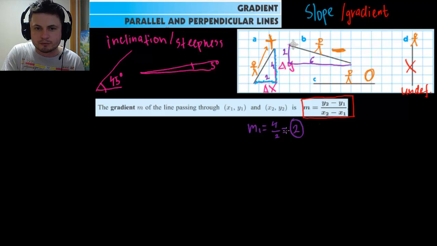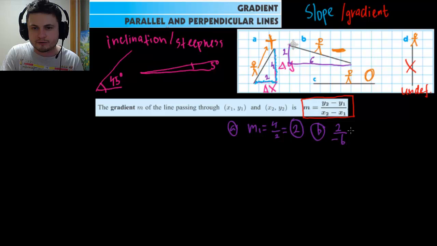So this was A. For B, we have a slightly different value here. It is going to be 2 divided by negative 6, and it's negative because we know it's a negative slope. And so it's actually minus 1/3. So for B, this is going to be minus 1/3.